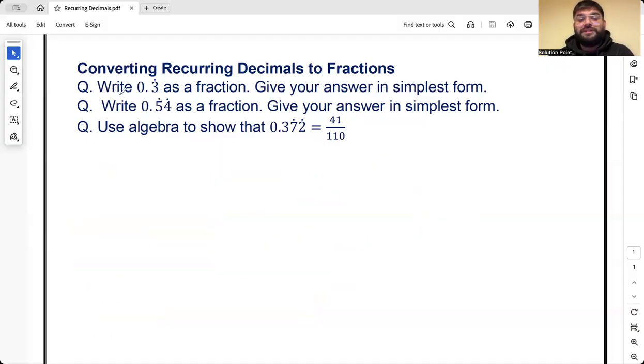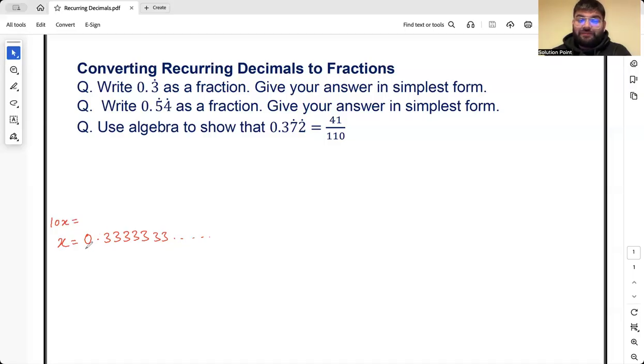The first question says: write 0.3 recurring as a fraction, give your answer in the simplest form. Since the dot is on 3, I'll write this as x equals 0.333333 and so on. Now, since only one digit is repeating every time, I'll multiply this equation by 10, which gives me 10x.